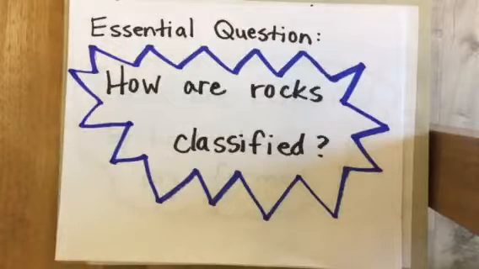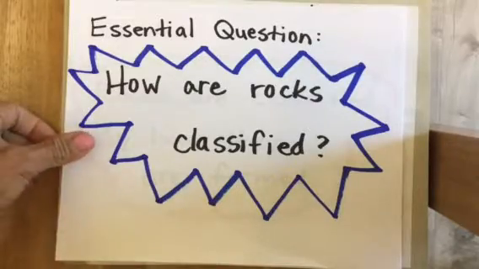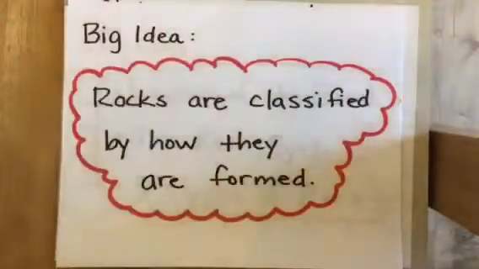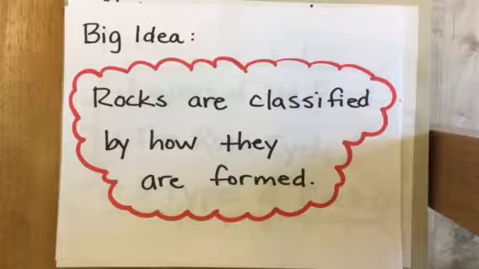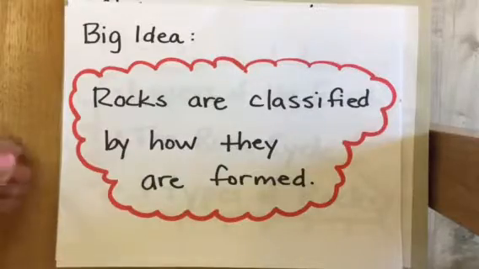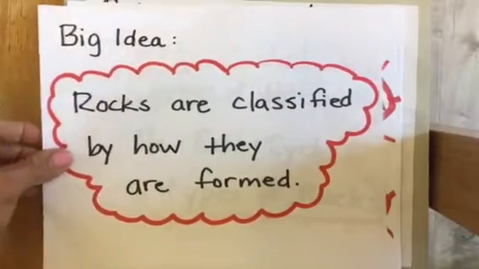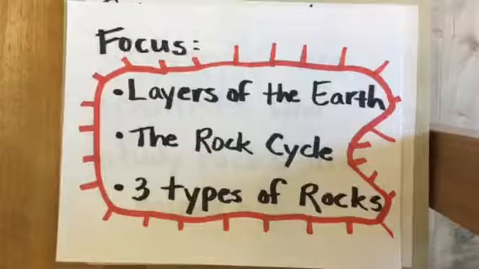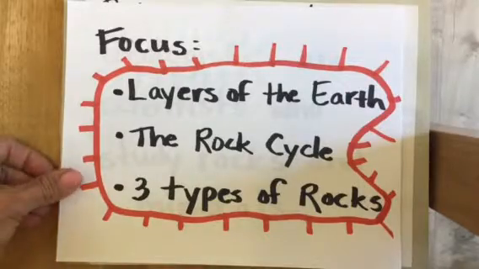The lesson is based on answering the essential question, how are rocks classified? The answer and big idea is rocks are classified by how they are formed. In order to better understand how rocks are classified, we're going to focus on how the rocks are formed by looking at the layers of the Earth and the rock cycle. We'll also be looking at the three types of rocks.